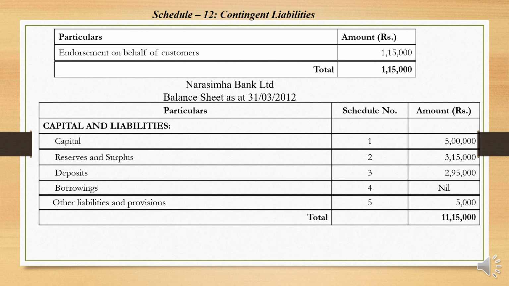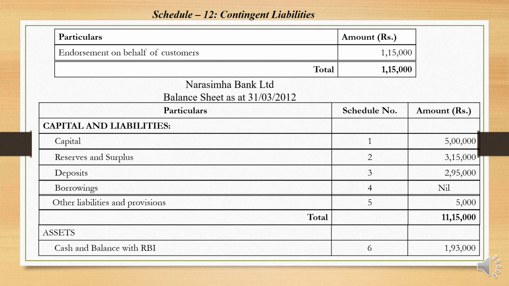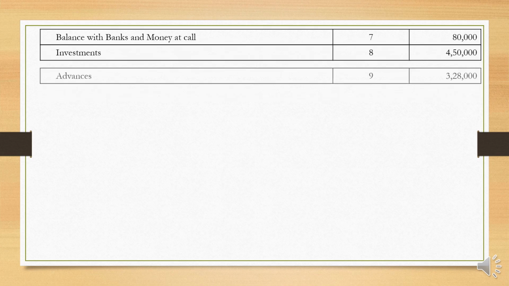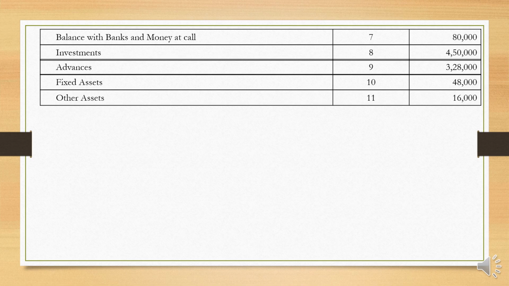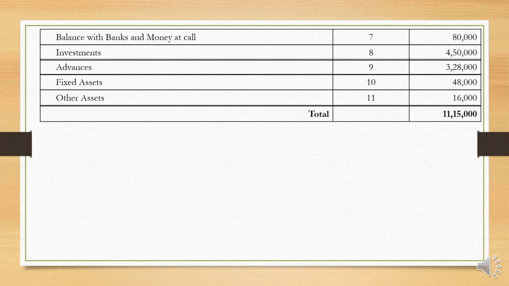Now this total should tally with the total of assets. Assets means schedule number 6, 7, 8, 9, 10 and 11. So this total should be equal to 11,15,000. The first item is schedule number 6, cash and balance with Reserve Bank of India, 1,93,000. Then schedule number 7, balance with banks and money at call 80,000, investments 4,50,000, advances 3,28,000, then fixed assets 48,000, other assets 16,000. With this we have finished all the items of assets too. So we get the total of assets 11,15,000.